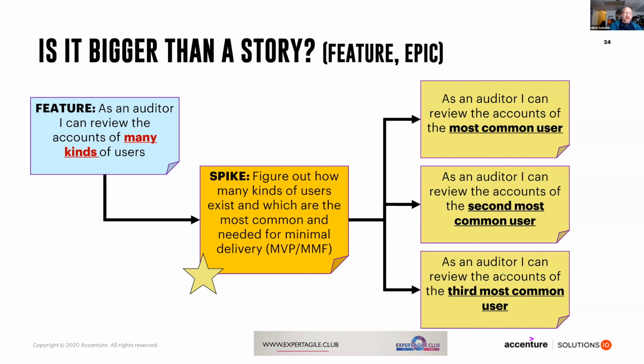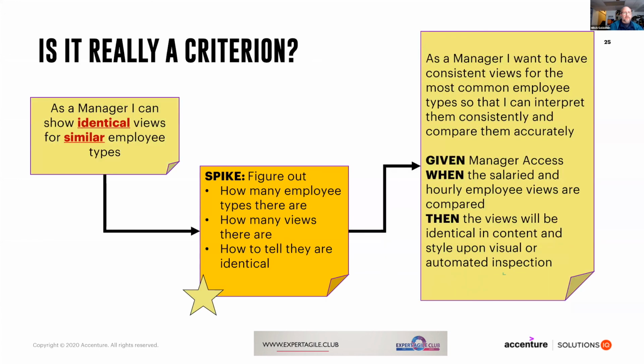We see many kinds. That's our clue. Our clue of the multiplicity is that we say many kinds of users. Sometimes we split things out and we end up with a criterion. But we sometimes have to have a spike here to figure out why it's a criterion.